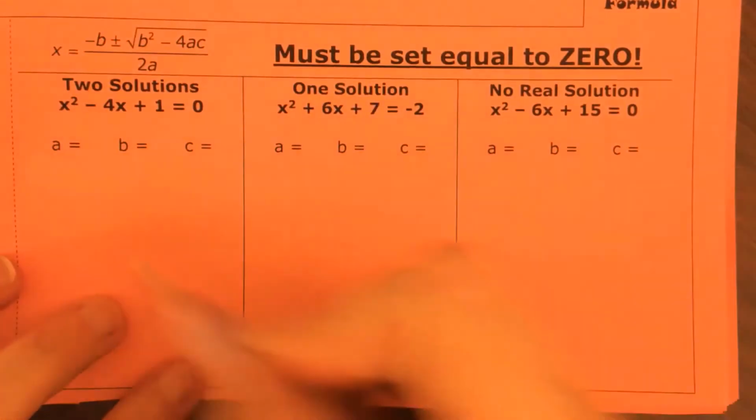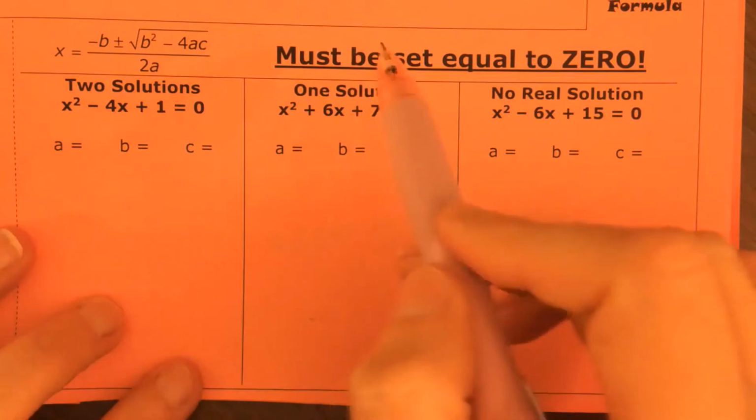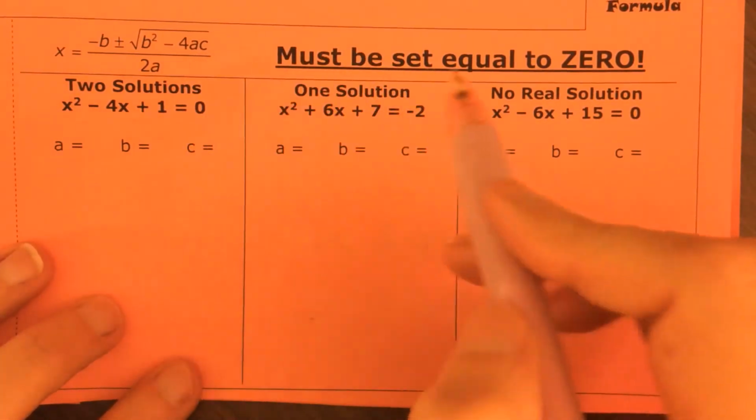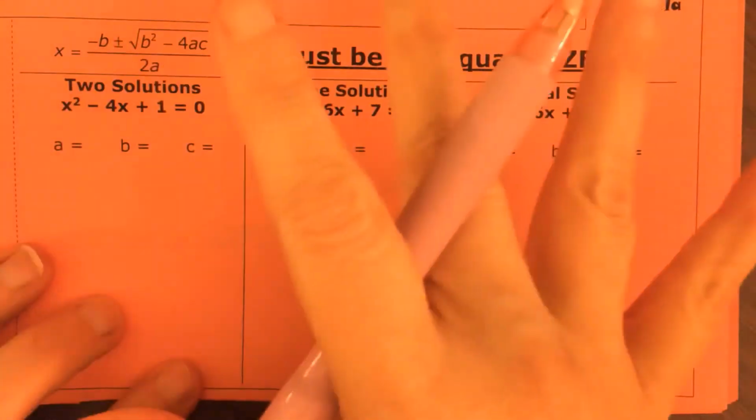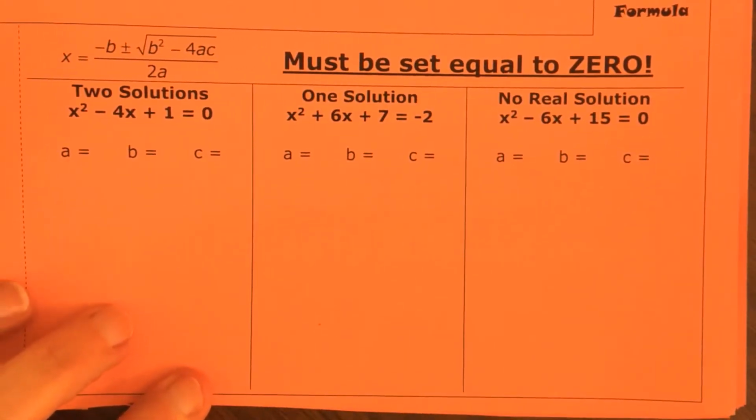So the first thing that we always do: when I have one of these equations, in order for me to solve it using the quadratic formula, it must be set equal to 0. If it is not set equal to 0, I have to set it equal to 0 before I use the quadratic formula.